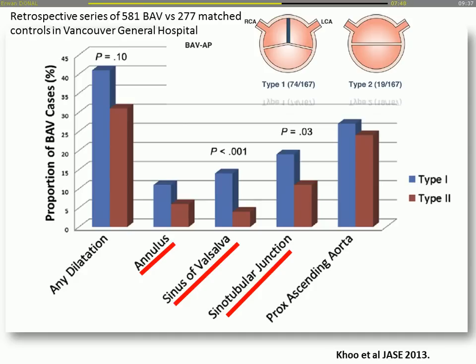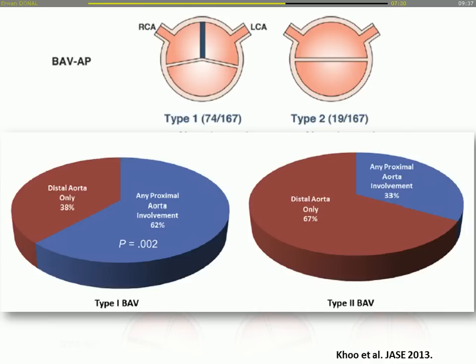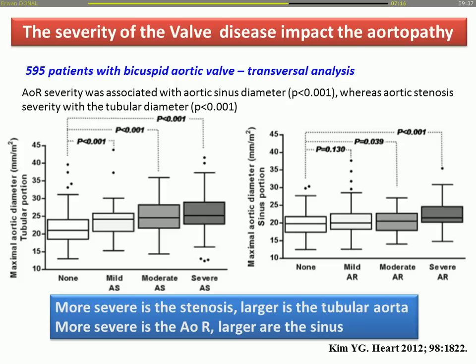Then we really have to be very careful to use echo, transthoracic echo, but also 3D echo, CT or cardiac MR to make sure that the raphe is there, and this is really a bicuspid aortic valve and not a tricuspid aortic valve. So if you have a type 1, which means that you have a raphe between the left and the right cusp, you have an increase in prevalence of a dilatation of the ascending aorta as regards the type 2 without any raphe.